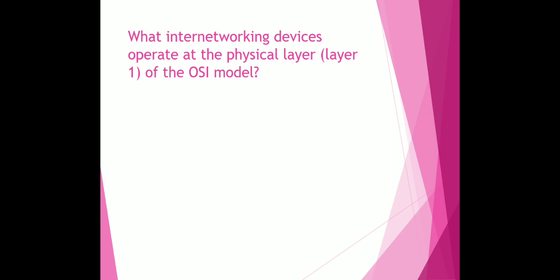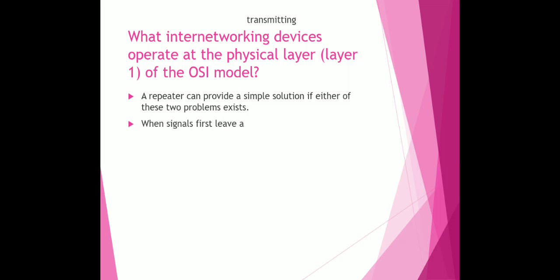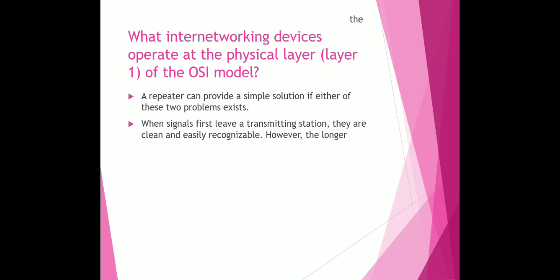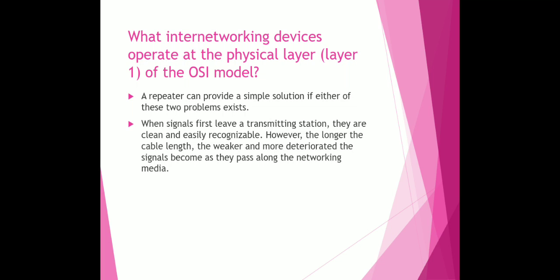Here, what networking devices operate at the physical layer? Physical layer is the first layer of the OSI model. A repeater can provide a simple solution if either of these two problems exist. When signals first leave a transmitting station, they are clean and easily recognizable. However, the longer the cable length, the weaker and more deteriorated the signals become as they pass along the networking media.